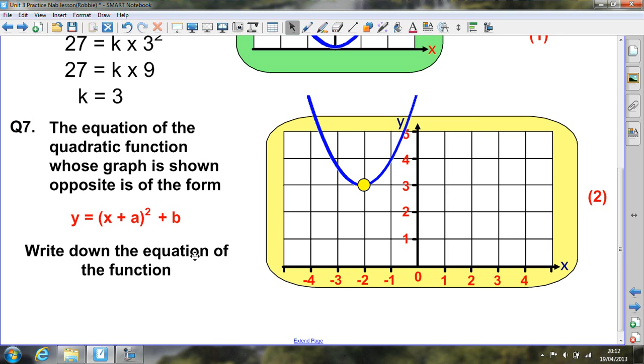This one, the a part would not be negative 2, it would be positive 2. X is negative 2 here, so a needs to be positive 2. So the equation would be y equals x plus 2 squared, and it goes up 3, so it would be plus 3.